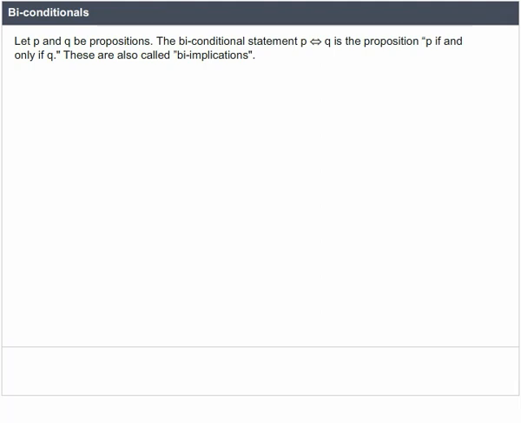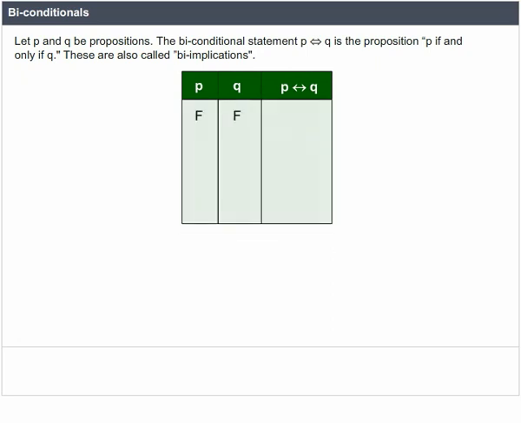Biconditionals. Let P and Q be propositions. The biconditional statement P if and only if Q is the proposition P if and only if Q. These are also called biimplications. The table has three columns: P, Q, and P if and only if Q. First row: P is F, Q is F, then P if and only if Q is T. Second row: P is F, Q is T, then P if and only if Q is F. Third row: P is T, Q is F, then P if and only if Q is F. Fourth row: P is T, Q is T, then P if and only if Q is T.